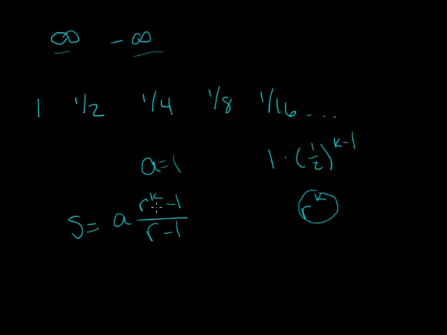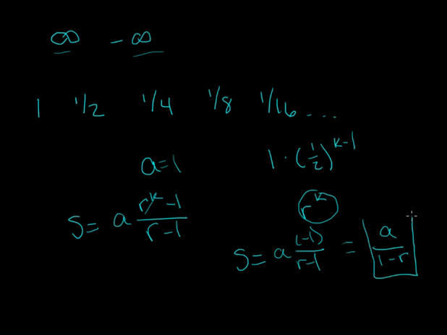So what we can do is, for an infinite series, we can get rid of this because it will be 0, to get S equals a times negative 1 over r minus 1. However, we normally rewrite this as a over 1 minus r. And so this is the formula for an infinite series.